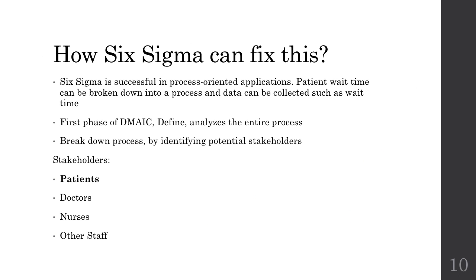Six Sigma is successful in process-oriented applications. Since patients going to see a doctor has a process and data can be collected on waiting time, there's no reason why Six Sigma won't work. However, for it to succeed, the patient process must be first broken down and simplified. The first phase, define, helps look at the entire process and determine the scope and objective. To define the process, the stakeholders involved must be identified. Looking at a hospital or clinic, the internal stakeholders are doctors, nurses, patients, and other staff. As expected, the patients are the primary stakeholder in this case.